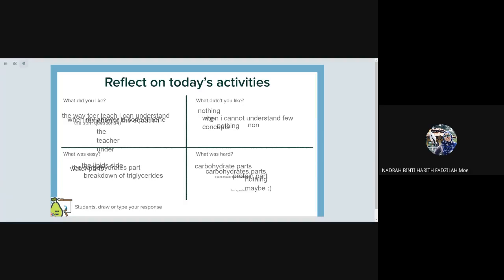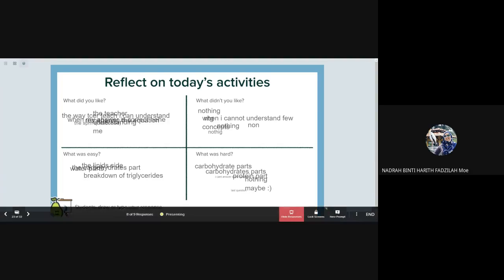Alright, so apa yang nak sebut tadi? Thank you so much. Sorry, saya nak tergelak sebab macam ada someone tulis something yang heartwarming pula kat sini ya.